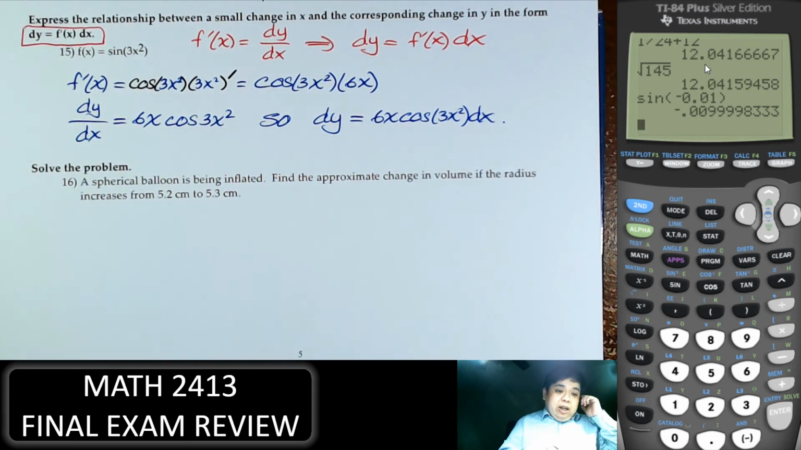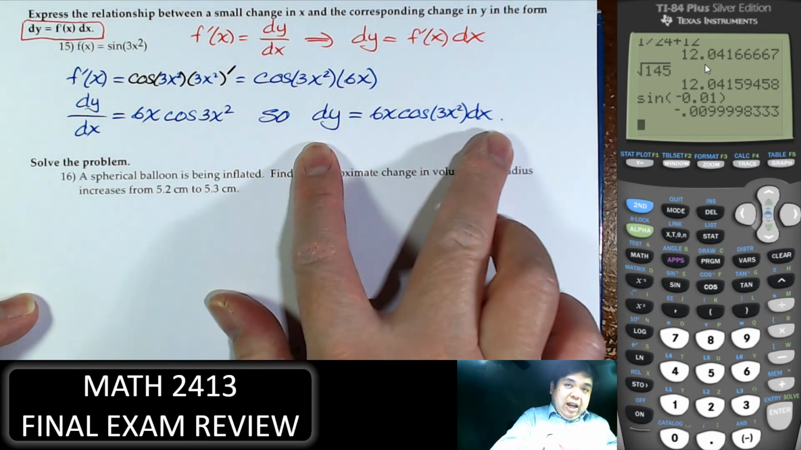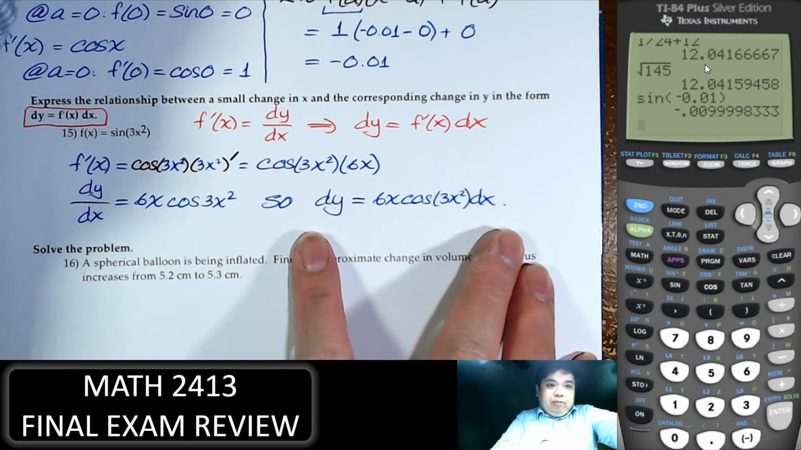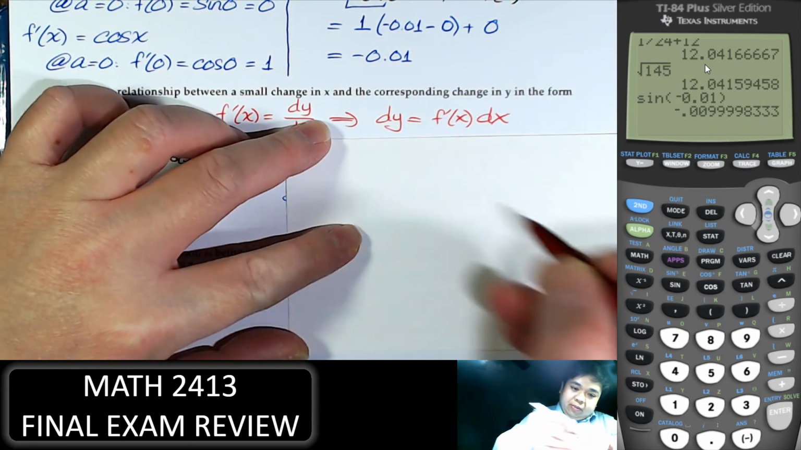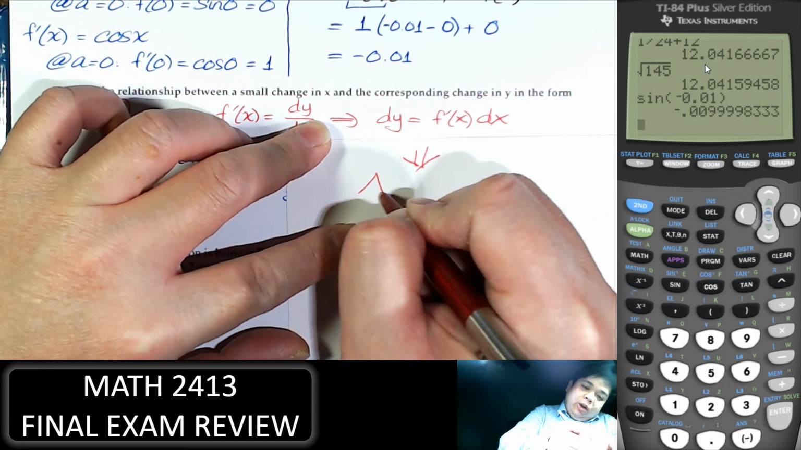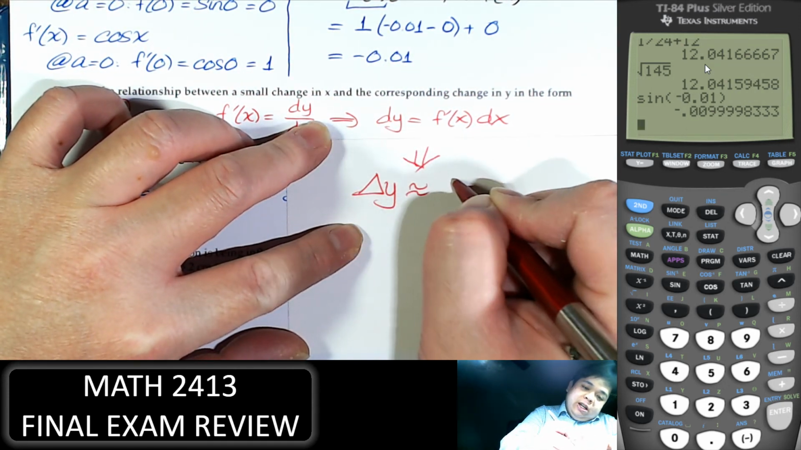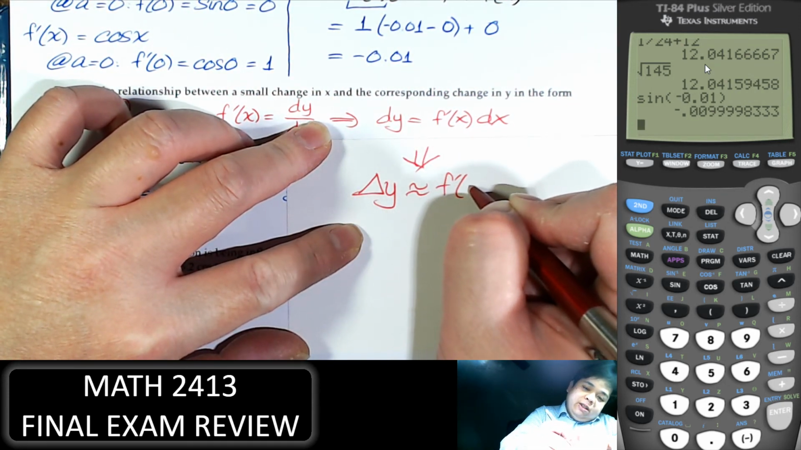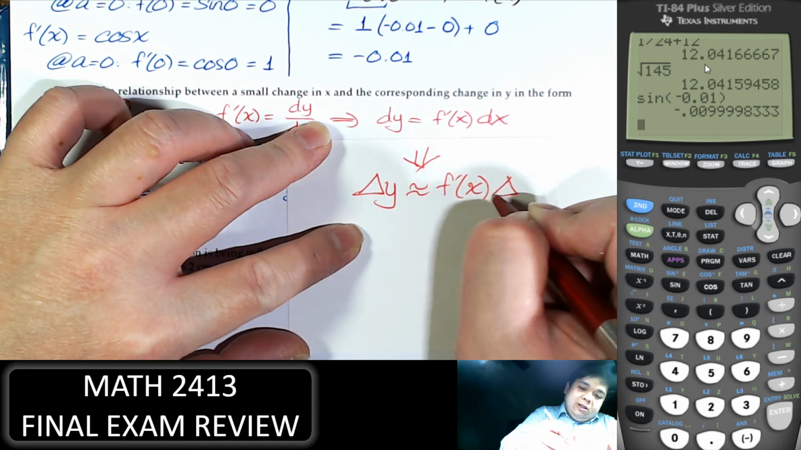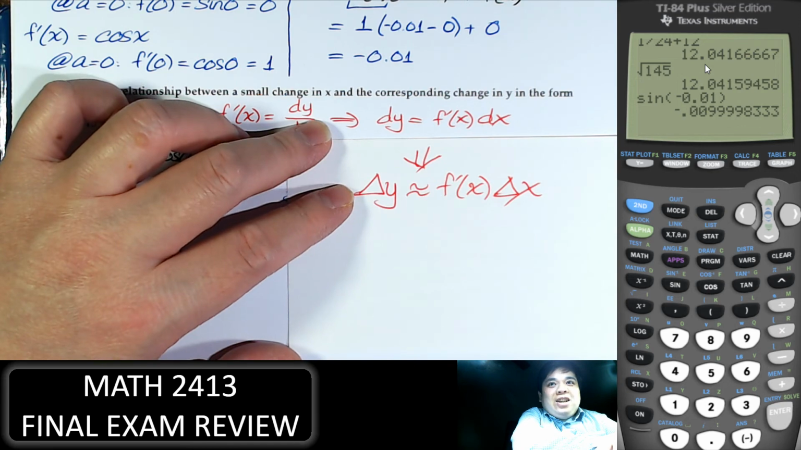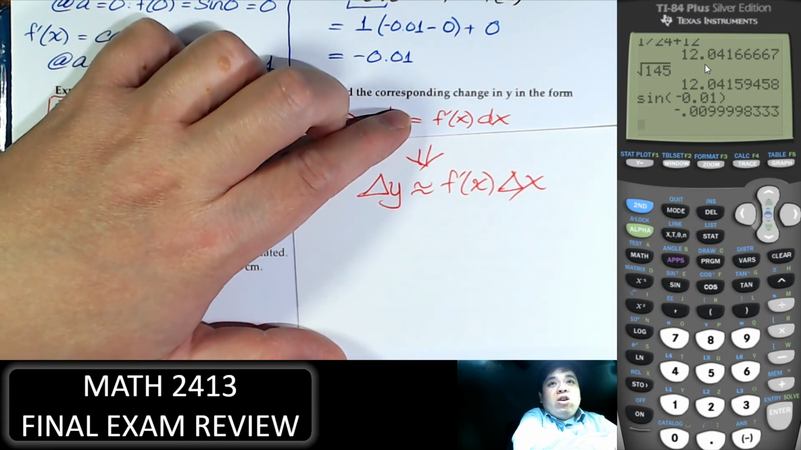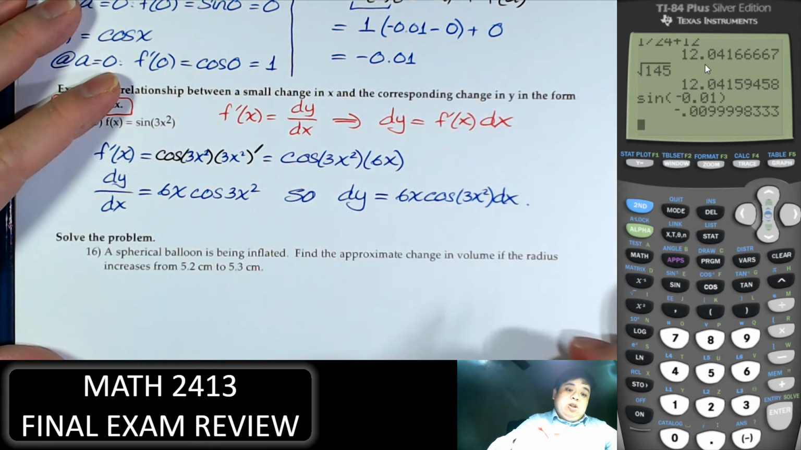But if we don't have dy and dx, we have delta y and delta x. So from here we have that the change is approximately equal to the derivative times delta x. Now we go to delta x and delta y, and it's no longer equal to, but approximately equal to, right?